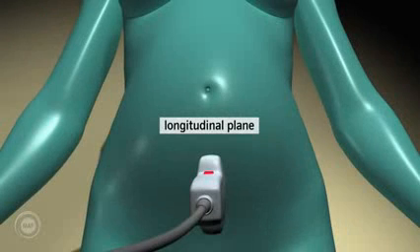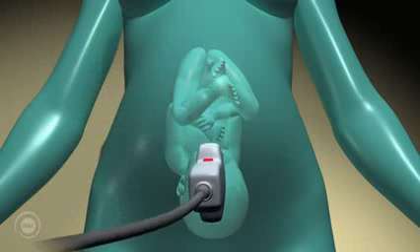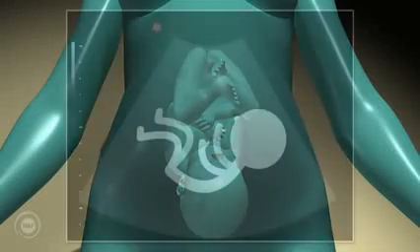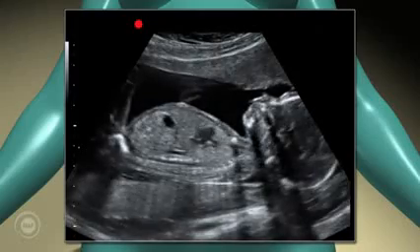Cephalic. Back posterior. Scanning in the longitudinal plane, the fetus's back is lying along the mother's back. They are back to back. The head will appear to the right of the screen, and its back will be on the lower part of the screen.